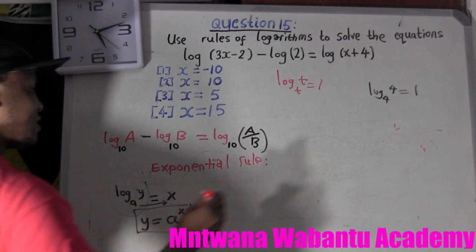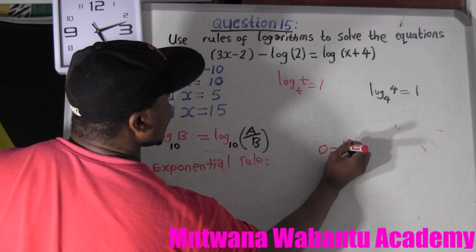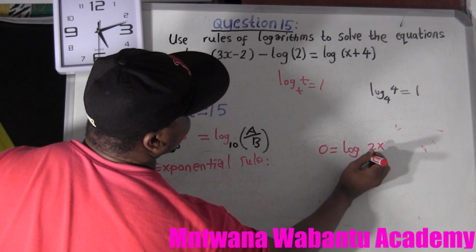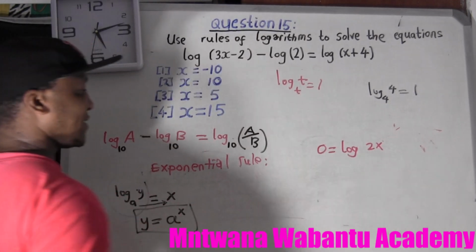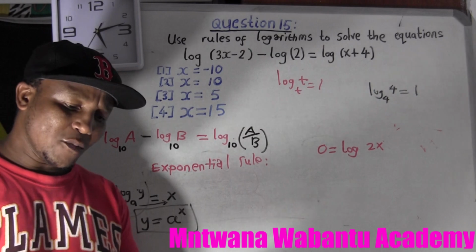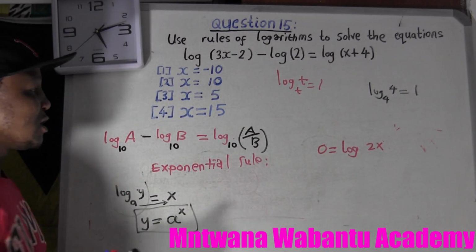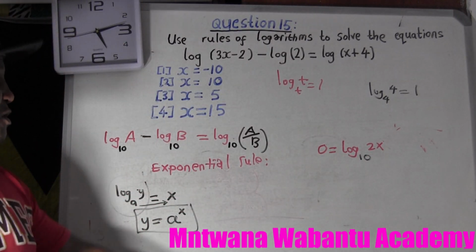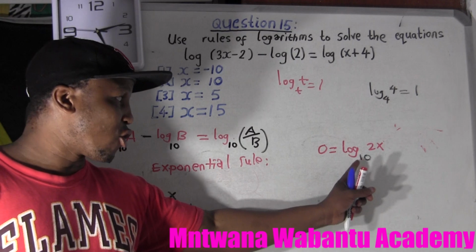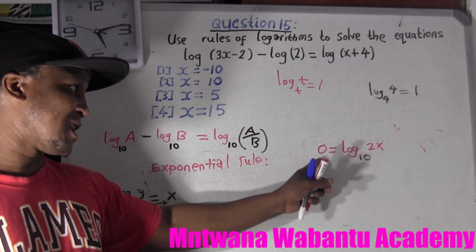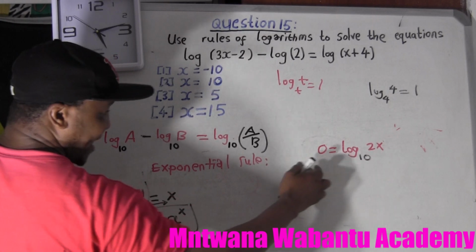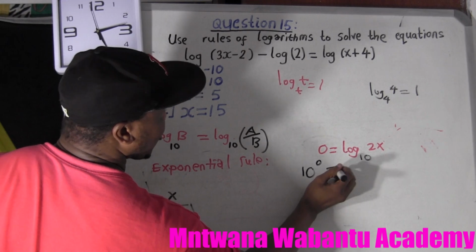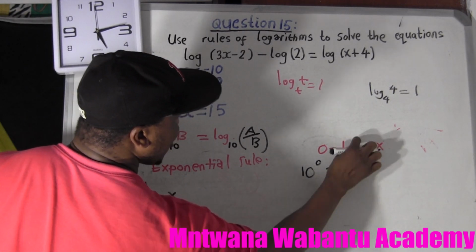For example, if somebody gives me, let's say, 0 equals log 2x, and then no base. Which base is that if there's no base? If there's no base, you assume it's base 10. So I'm going to say, since there's no base, I'll write 10 here. Oh, so I can apply the exponential rule here. Why? Because there's a log on one side and on the other side there's just a number. So I'll push this base here, it becomes 10, and this becomes the power. I'll be left with only 2x. The log is going to go away.